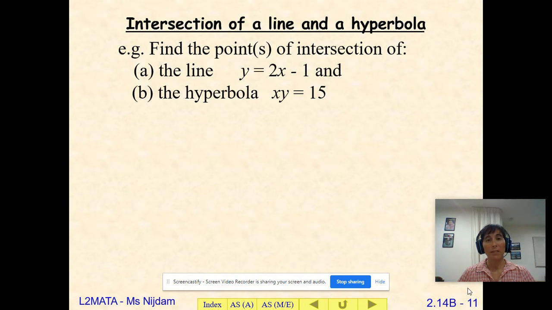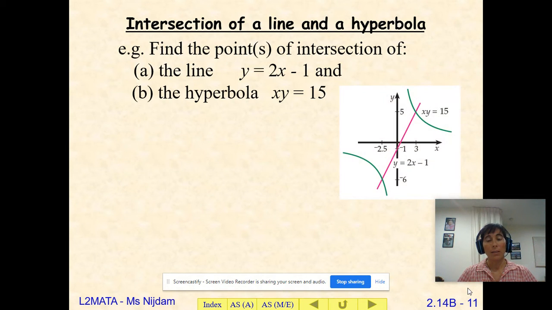hyperbola. If you haven't sketched a hyperbola before, then I would rearrange that equation for y equals 15 over x and just plot some points in and see what you get. When you do that, you should find that it looks like this.